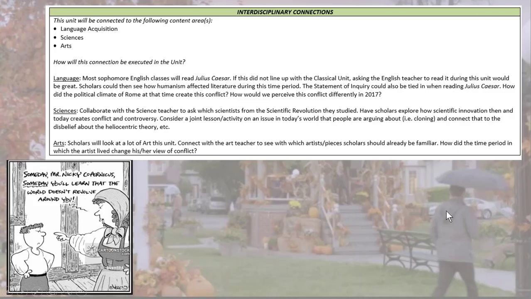Okay, the interdisciplinary connections for this unit. I feel like I always say this, but this unit fits really well with so many other content areas, so I do just want to highlight a few in particular.